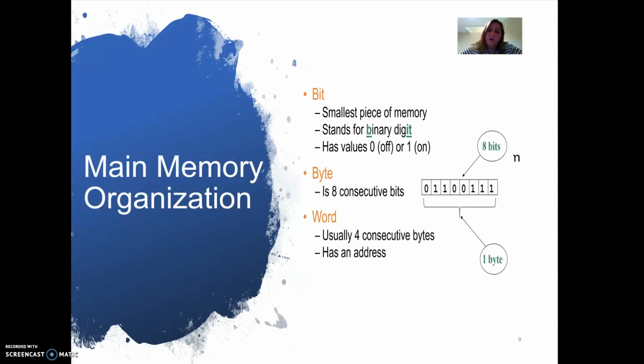When we talk about data, we generally talk about bytes. And when you think about a byte, think about 8 consecutive bits. So what you see on the right side here is basically a byte, which is composed of 8 bits. Usually a word is about 4 consecutive bytes and has an address, and that's what we refer to as a word.